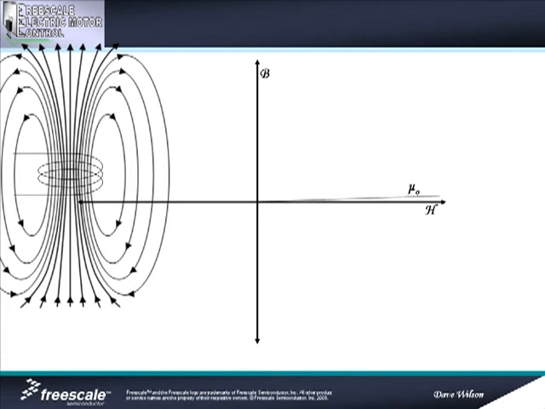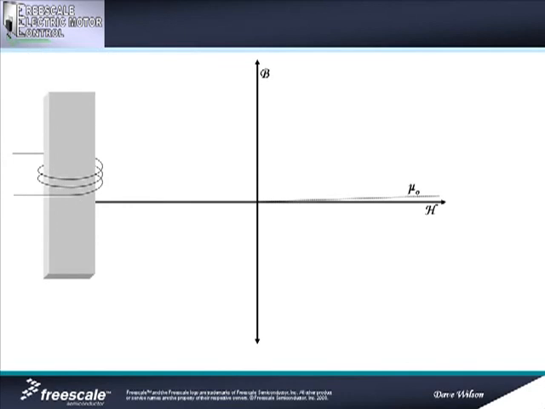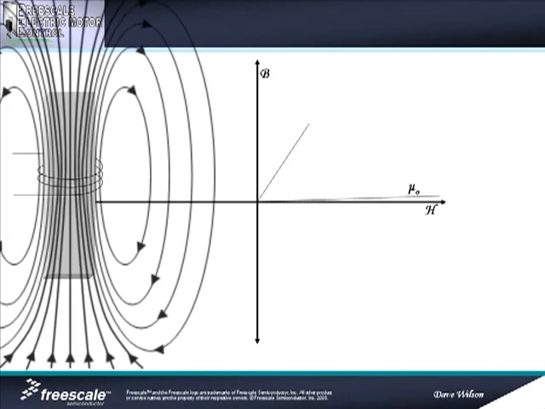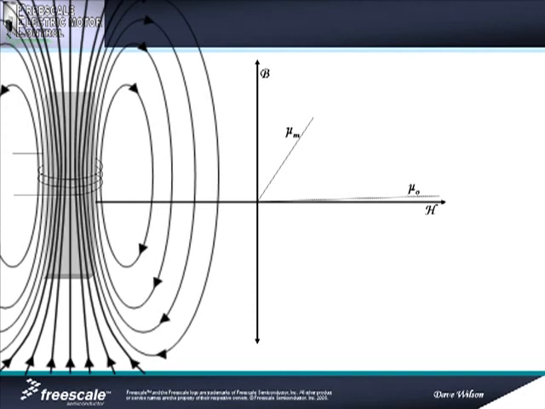But what happens if we put a magnetic material in the flux path and try again? We see that for the same magnetic field intensity, the flux density is now much higher. That's because the permeability of magnetic material is much higher than that of free space, and it amplifies the effect of the magnetic field intensity.